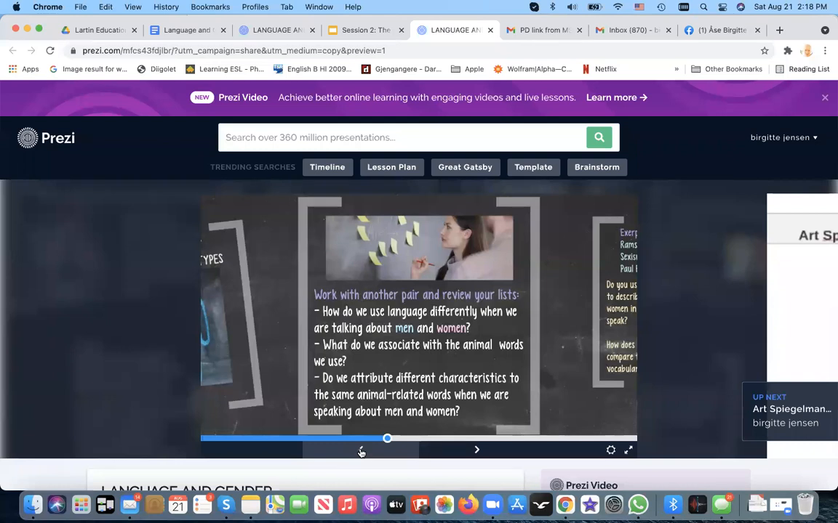And what do we associate with the animal words that we use? So why do we use certain animal words for women and certain animal words for men? And what does it say about how we see women, how we see men, and how we engender stereotypes, right? Do we attribute different characteristics sometimes to the same animal related word when we speak about men and women?